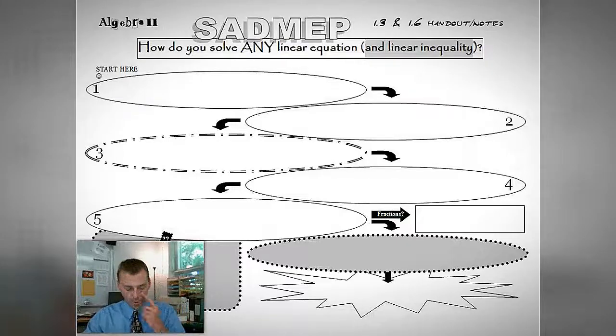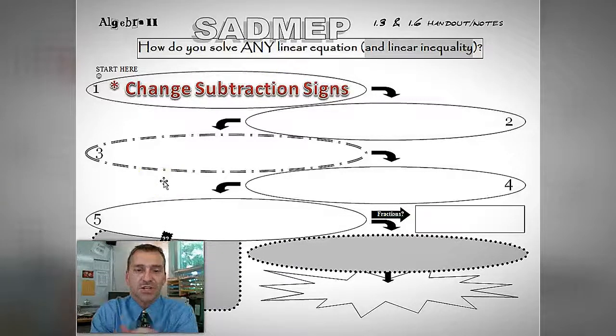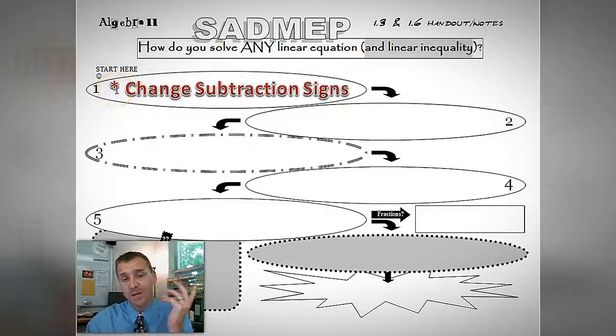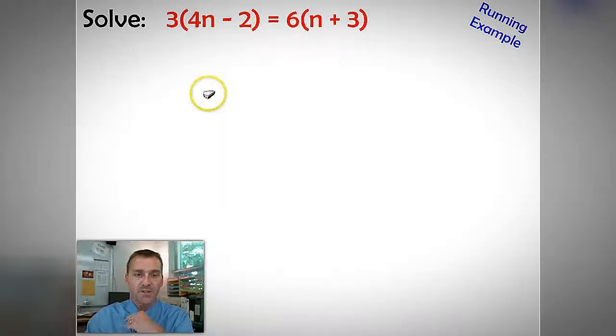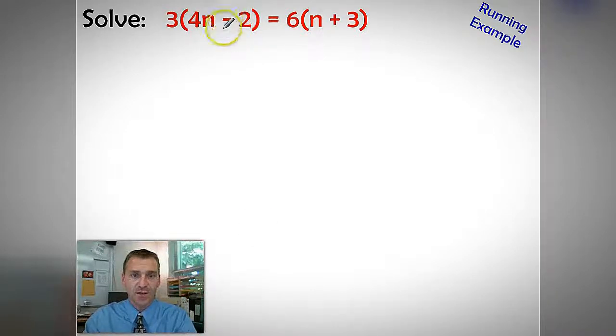On your graphic organizer, step number 1 that you need to write down is this. Change any and all subtraction signs. Now I put this little asterisk over here, guys, because it's optional. If you don't want to do that, you don't have to. And with this running example, I'll show you both ways as we do it. But changing the subtraction signs, if you remember from Algebra 1, your teacher might have taught you this, or maybe even prior to Algebra 1. You can take this subtraction sign and change it to adding the opposite. So I'll put that over here.